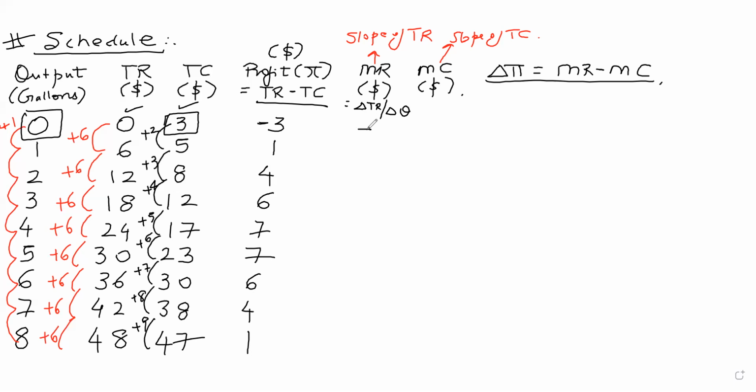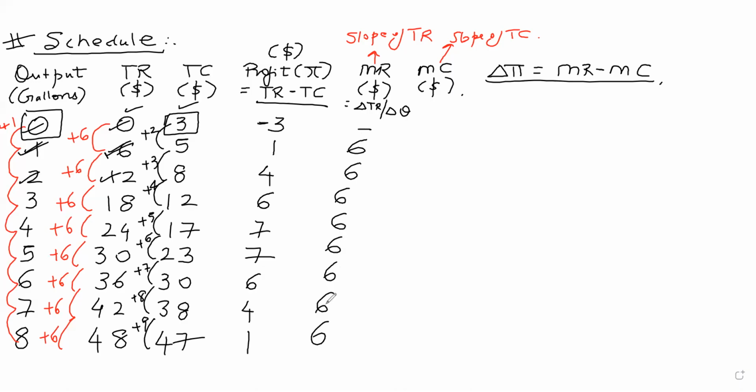We cannot calculate for the first output level, for the zero output level. For the first output level, it is 6 minus 0 upon 1 minus 0, which is 6. Then it's 12 minus 6 upon 2 minus 1, which is 6. And you can see it is coming out as 6 throughout.